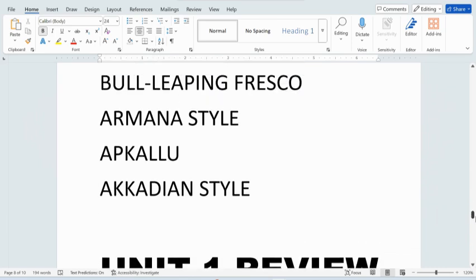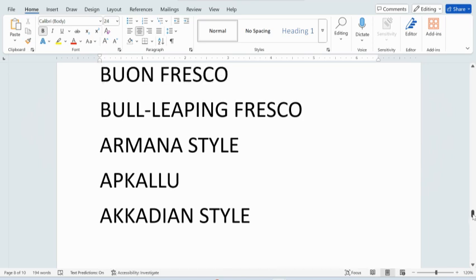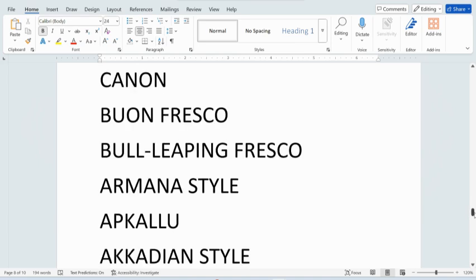The bull leaping fresco is on the test. Know the style, right? I'm going to show you a picture of it. Tell me the style. Buon fresco is on the test. Go back into your notes, find the definition for that. The term canon is on the test. That's where all the figures of Egyptian art look the same. They all have the same instructions for the proportions.